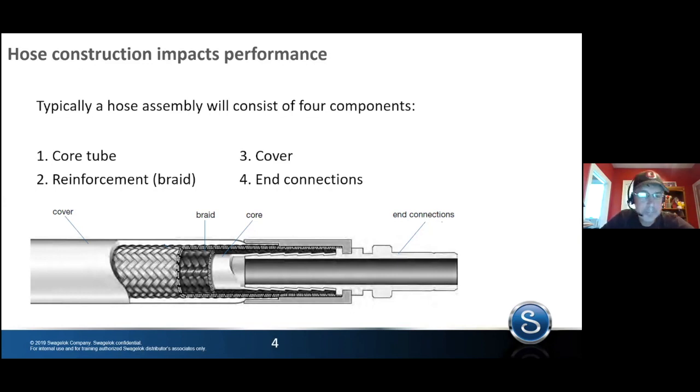And then obviously every hose has two end connections, and these end connections are put on in different ways. The one you see here is put on with what we call a crimp, where the barb is inserted into the hose and it is then squeezed, and that's what we call a crimp. But there's different ways to put on different end connections.